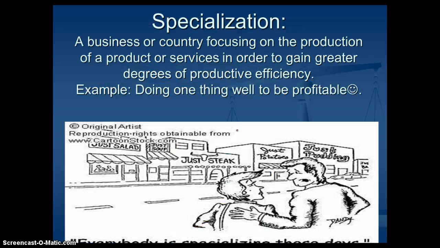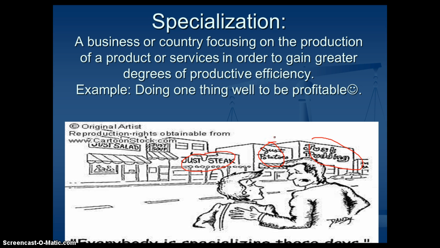Specialization. Specialization is basically the idea of a country, or it could be a business, focusing on one thing and doing it well. It's a business or country focusing on the production of one thing and being very, very productive at it. For example, in our political cartoon down here, it says just steak. This restaurant is specializing in steaks only. This restaurant here is focusing on dessert, just pudding. This restaurant here is making anything with potatoes.